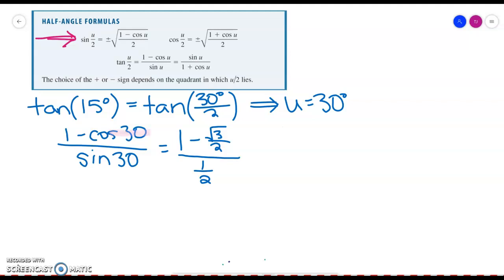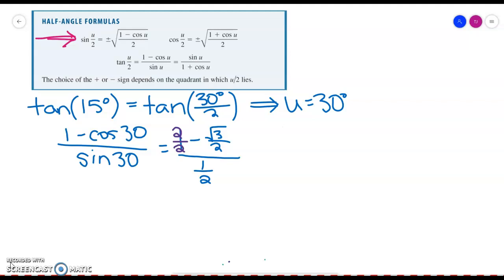Right, now we can just start solving for this. We can break it up piece by piece. We know cosine of 30 equals square root of 3 over 2, and we know that the sine of 30 degrees is equal to 1/2. Now we just need to simplify. If we change that 1 and give it a common denominator of 2, we end up with 2 over 2 minus the square root of 3 over 2, all divided by 1/2.